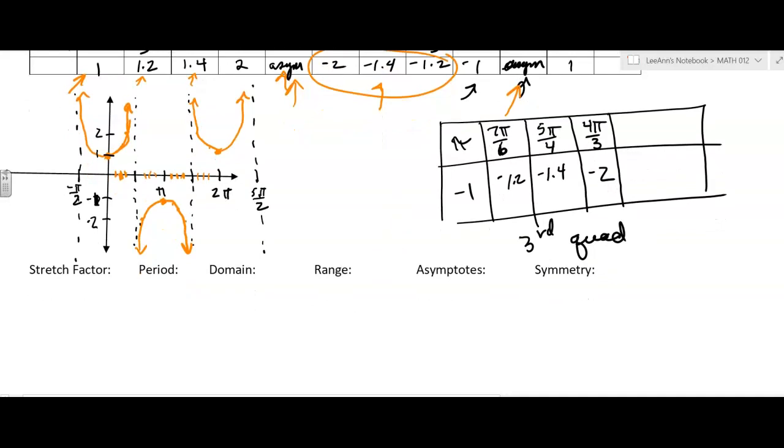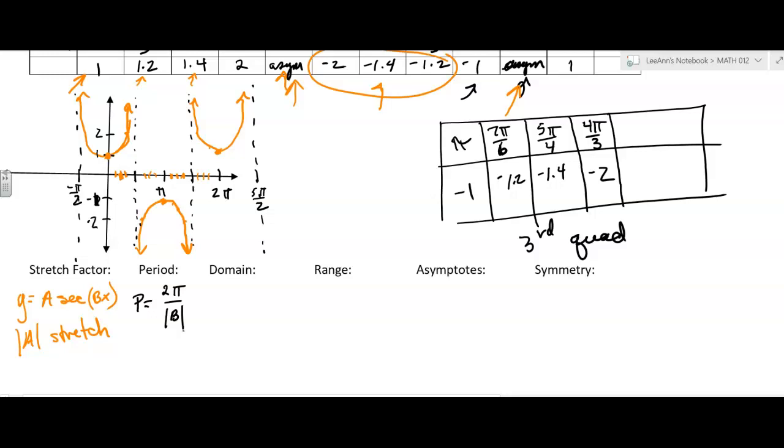So if you have a stretch factor, it's going to look like y equals a secant bx. So the stretch factor is the absolute value of a. That's going to be your stretch, or it could be a compression. The period's going to be equal to, a normal period for secant would be 2 pi. So it's going to be 2 pi over the absolute value of b, okay? Just like we had for the cosine curve.